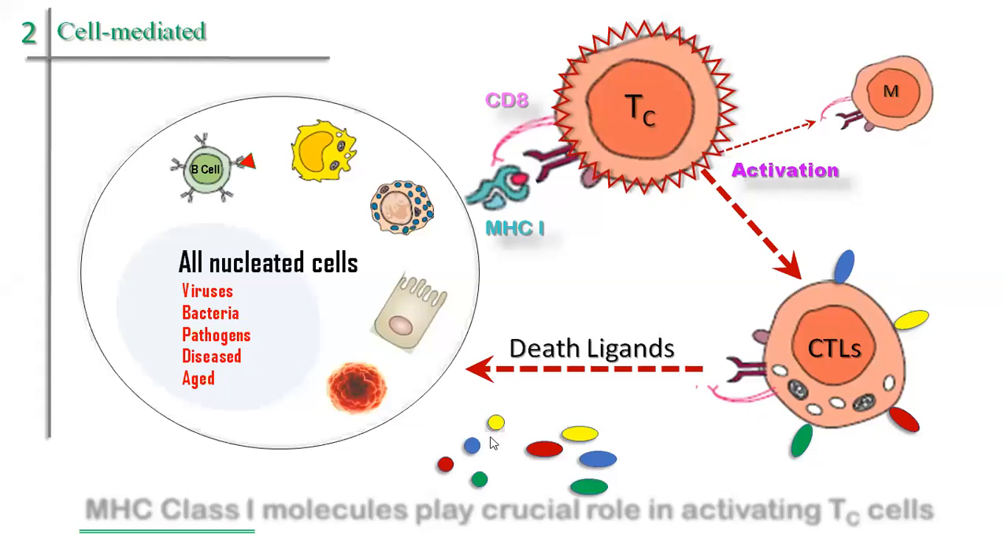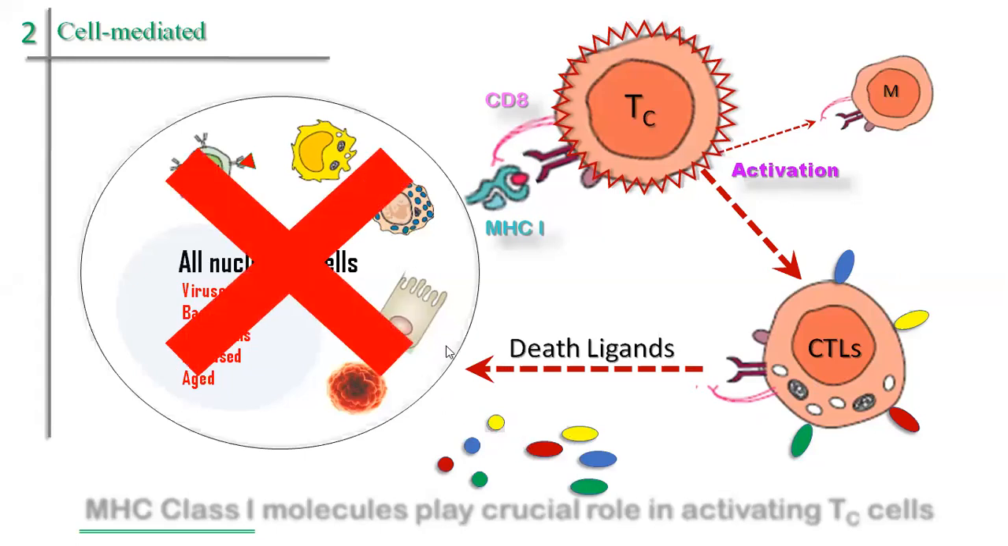Now these death ligands go and bind to these different cells and give the signal to undergo apoptosis. Not only the death ligands, even the CTLs can directly go and bind to cells expressing death ligand receptors, and then they can directly kill the cells. That's why it is named cell-mediated immunity. Here the main cells are the CTLs.